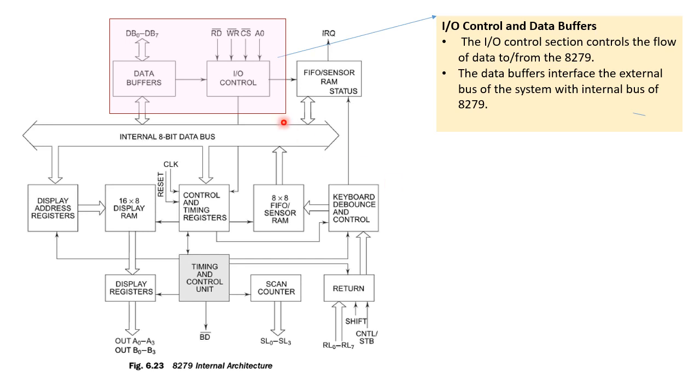First is the I/O control and data buffers. The I/O control section controls the flow of data to or from the 8279, that is, from the 8279 to the microprocessor and from the microprocessor to the 8279. The data buffers interface the external bus of the system with the internal bus of the 8279. Here we have the I/O control to which these pins are connected: the A0 pin, the chip select pin, the write signal and the read signal. So this is the I/O control and data buffers.